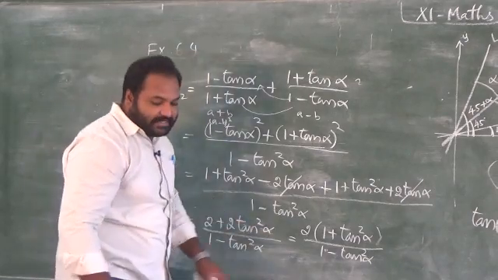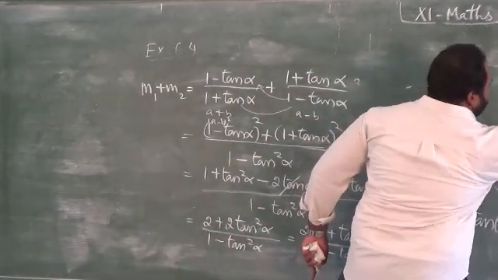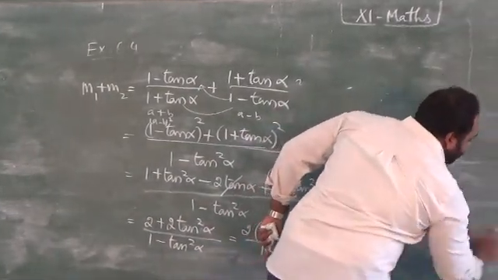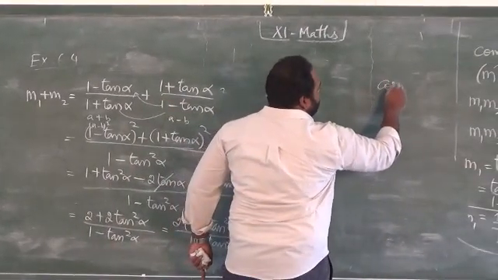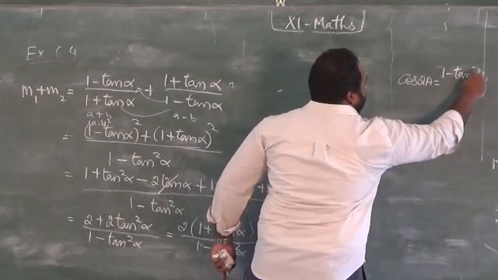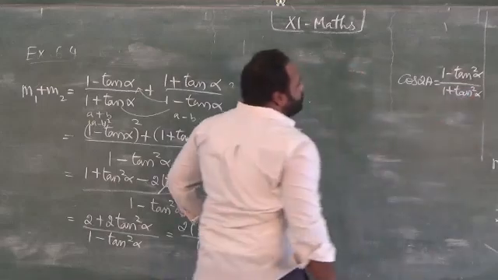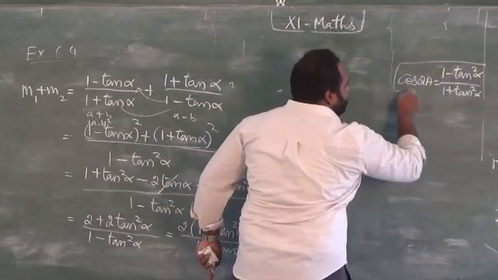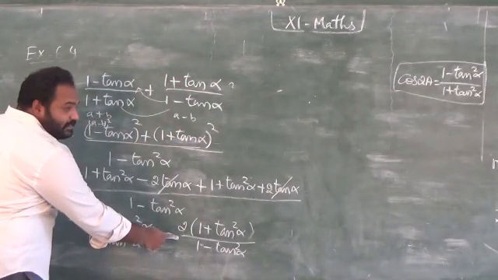Still we have a simplification here. I am going to use trigonometric identities to simplify the M1 plus M2 value. We know that cos 2 alpha equals 1 minus tan square alpha by 1 plus tan square alpha. So this is the identity that we know. Using this identity, I am going to simplify the M1 plus M2 value.